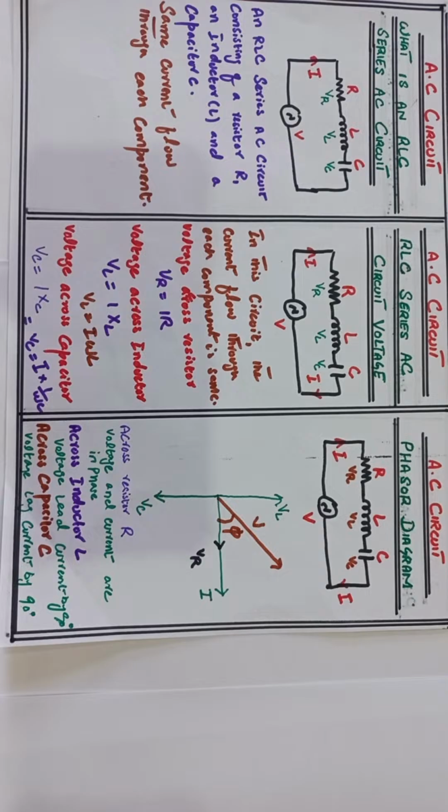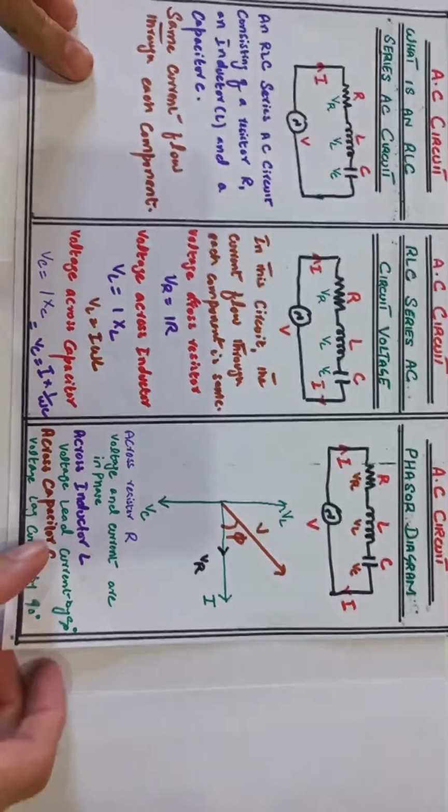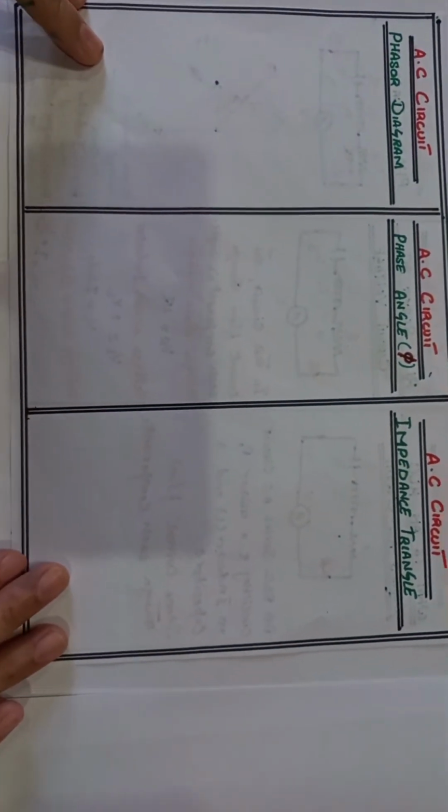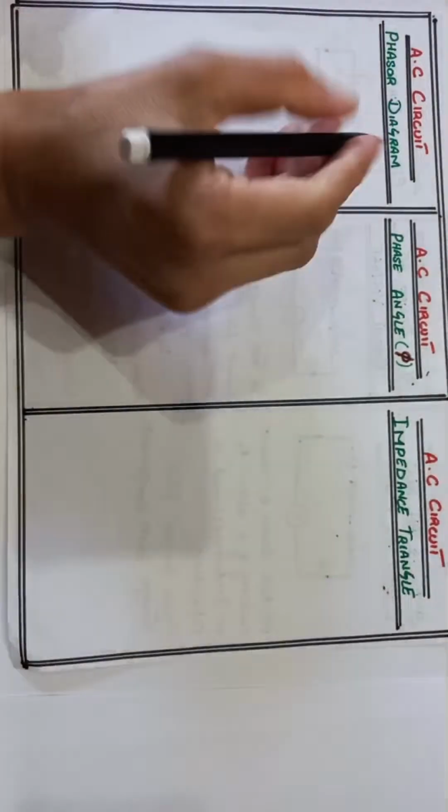Next we discuss the resultant voltage. How we calculate the resultant voltage? The resultant voltage we can calculate by the phasor diagram when the voltage across the inductor L is greater than the voltage across the capacitor C. So here we discuss the resultant voltage. First we draw the phasor diagram.